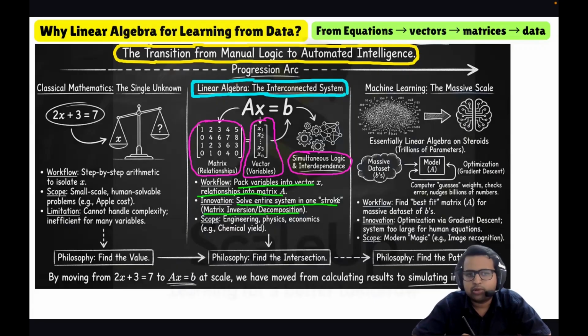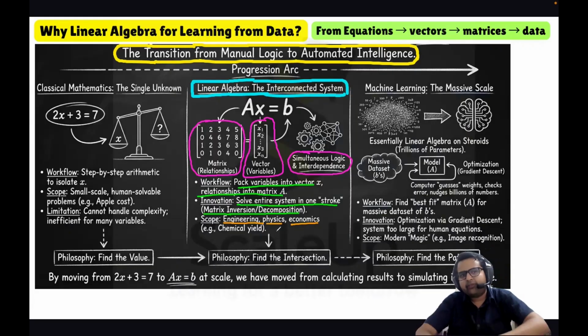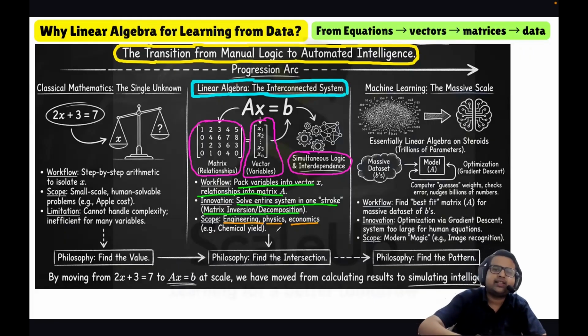And what is the scope of linear algebra? It has a role to play in engineering, basic physics, economics. Like we can answer questions like how do these 10 ingredients interact to create this specific chemical yield? So when we are talking about how the variables are influencing each other, we are talking about linear algebra. In linear algebra, we are analyzing interconnected systems.